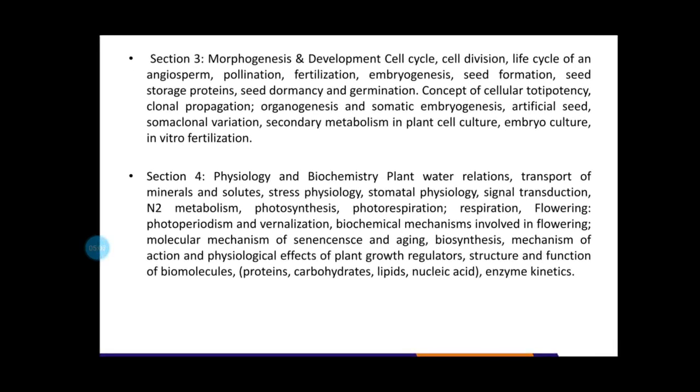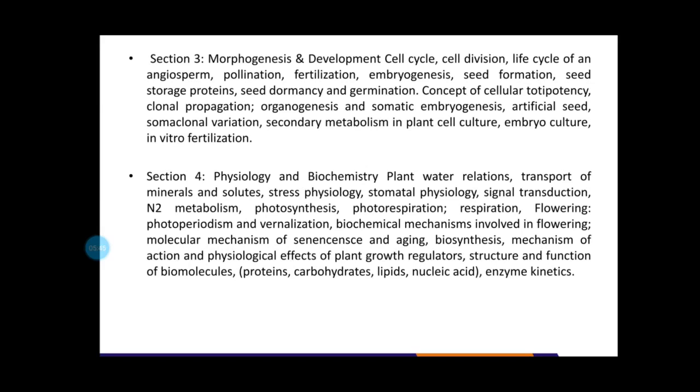Now here comes the vital portion, that is section 3 and section 4. In section 3 there is morphogenesis and development, cell cycle, cell division, life cycle of an angiosperm, pollination, fertilization, embryogenesis, seed formation, seed storage protein, seed dormancy and germination, concept of cellular totipotency, clonal propagation, organogenesis and somatic embryogenesis, artificial seed, somaclonal variation, secondary metabolism in plant cell culture, embryo culture and in vitro fertilization. From this portion you will get 3 to 4 marks.